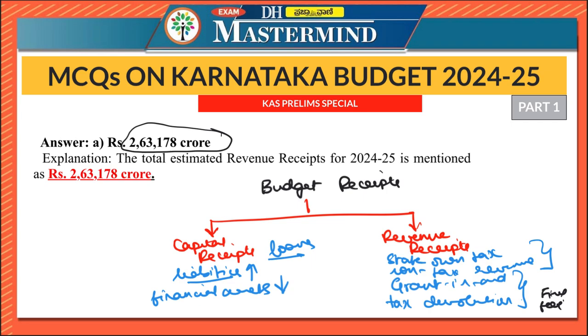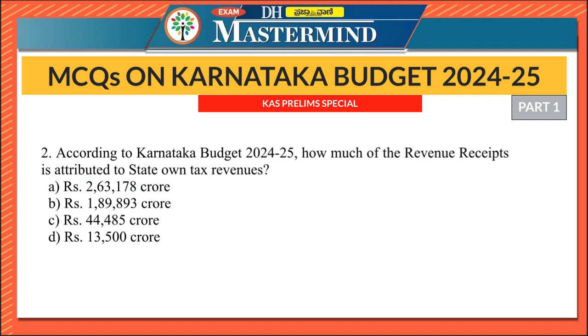So good examples of capital receipts are borrowings and disinvestments. In borrowings, liabilities are increased. In disinvestments, financial assets are decreased. So very important. Please note down all these points, and again note down the amount of revenue receipts. Very important. Look at the second question now.